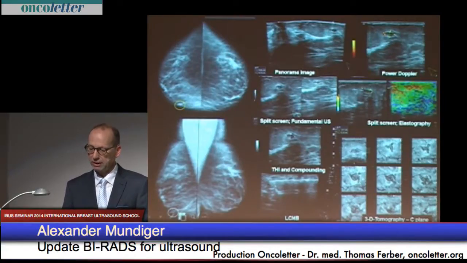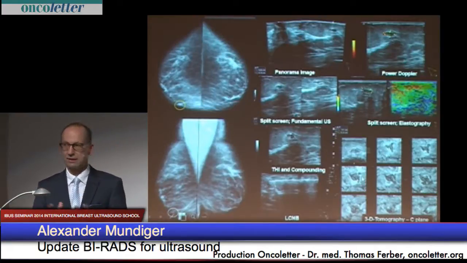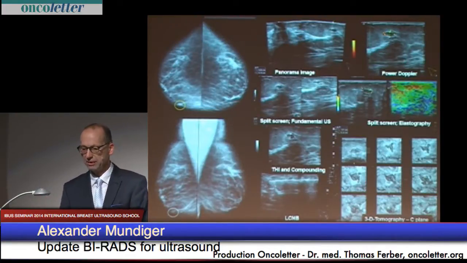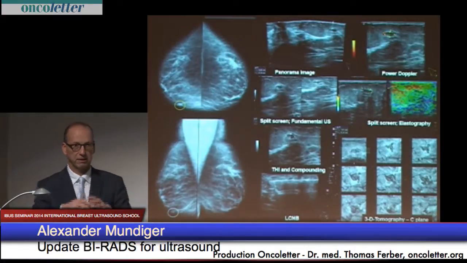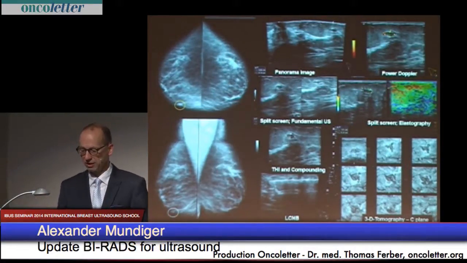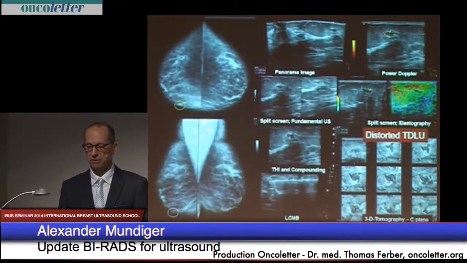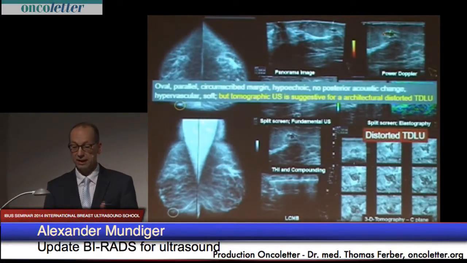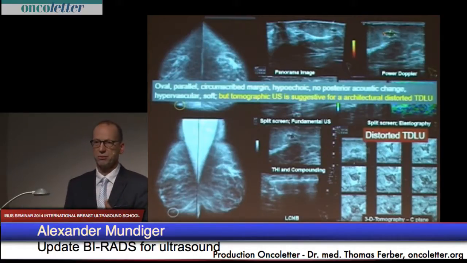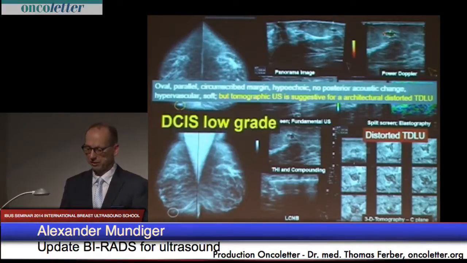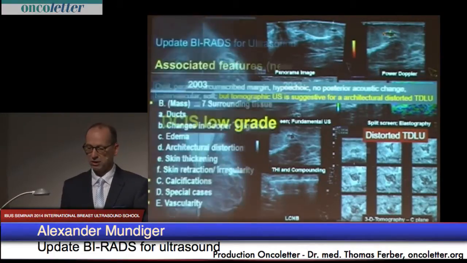But now here comes the 3D thin slice tomography. And what you see is a distorted TDLU. And if you see distorted TDLUs, so DCIS is in the differential, the spectrum of differentials, and in this case, the diagnosis was DCIS. So only the 3D architectural changes showed you the right way, and whenever there is one feature suspicious, you should go on with making a diagnosis using histology.